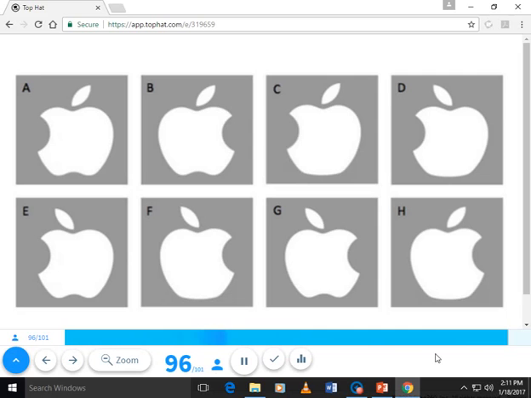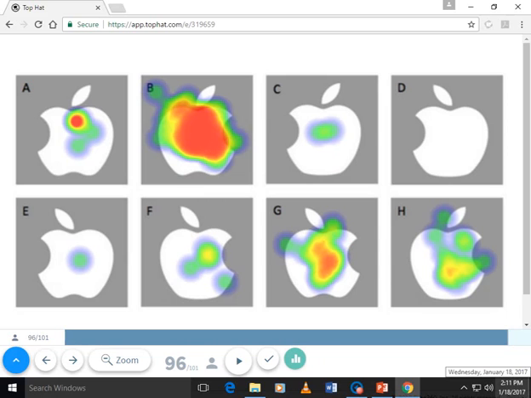Well, let's see what most of you picked. So this gives you kind of a hotspot map of where people have been clicking. Crowd's pretty right, though. It is actually D. Don't want to actually do this.